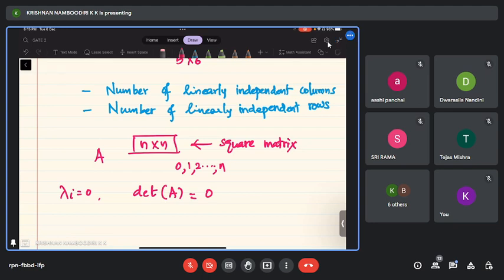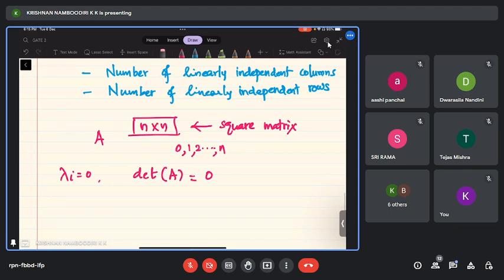So instead, going the other way, I am saying that the determinant of A is not equal to 0. What does that mean? That means none of the eigenvalues are 0. Is that correct? Everybody agree with that? If the determinant of A is non-zero, then none of the eigenvalues are 0. Correct?